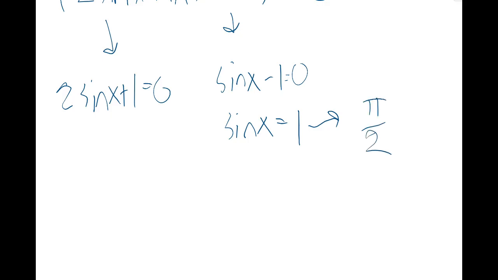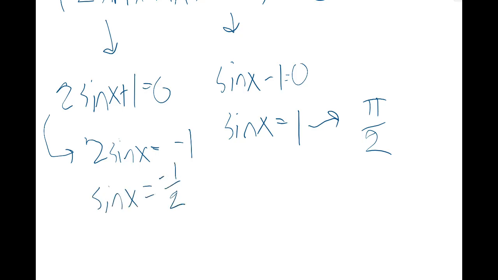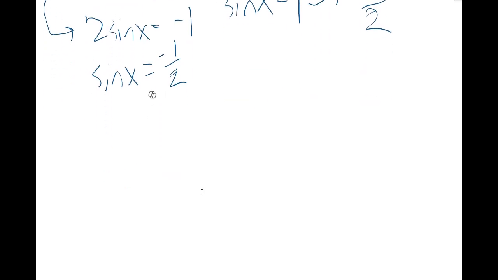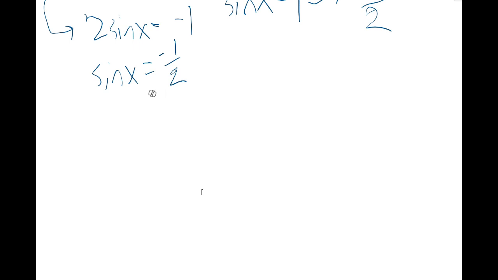And this one, you have to do a little bit more. The first thing you want to do is subtract the 1 over. So you're going to get 2 sine x equals negative 1. So sine x equals negative 1/2. That's just by dividing the 2 over. Okay, so now you think, where does sine x equal negative 1/2?